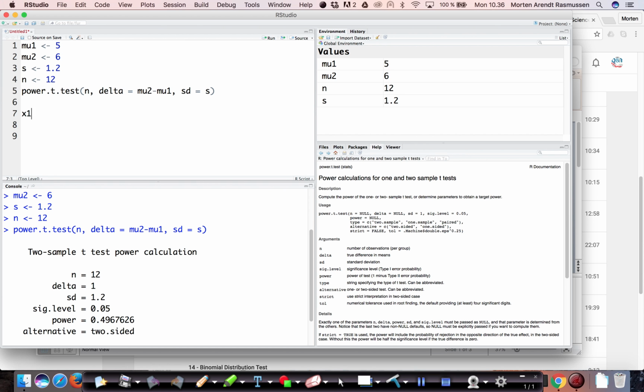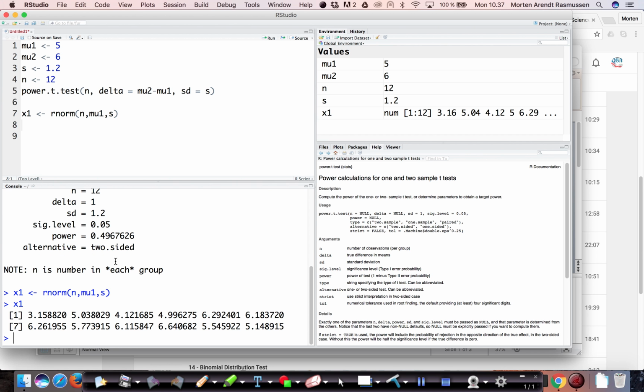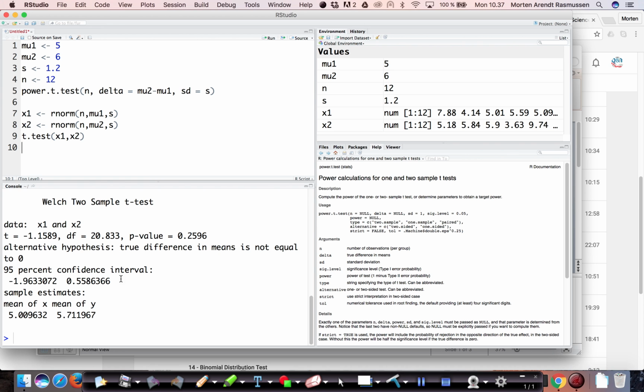So let's simulate some data. x1 is the first sample here. I need n of these with a mean of the first and a standard deviation. So x1, this is the one draw from the first population. I do the exact same to get the case arm, where I just change the mean. So this is x1, this is x2. And then I test these two against each other. I just use the normal t-test with the alternative of not equal. And I'll see that I get a p-value which is larger than 0.05 here.